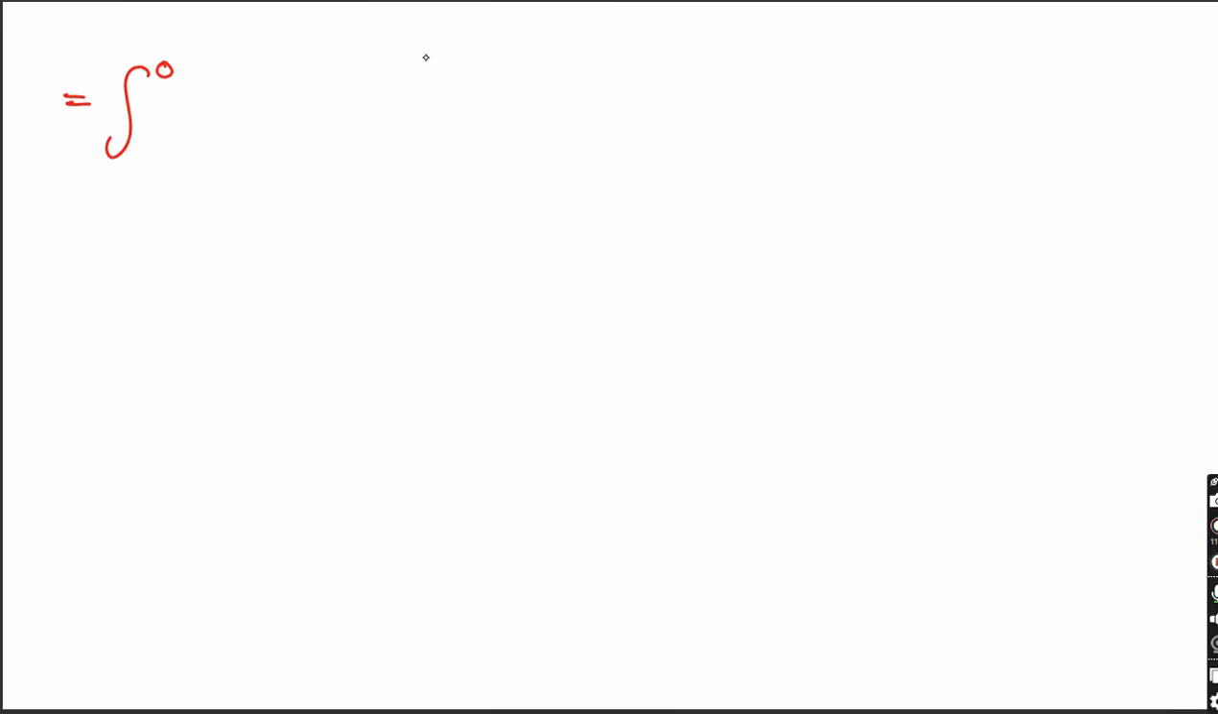We can simplify that. So we have 0, we have 1, then we have u squared. So this can be written now as u squared, from 0 to 1.